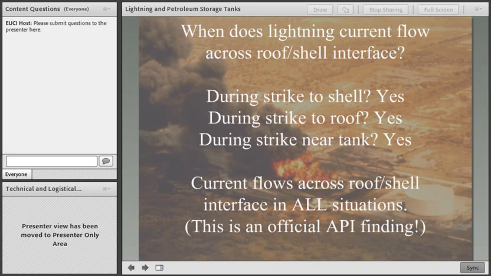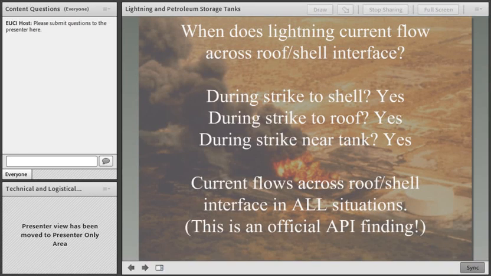So the million-dollar question is, when does lightning flow across the interface between the roof and the shell? See, where a floating roof meets the shell on a floating roof tank, there's a seal, like a rubber seal or a rubber gasket around that roof. And it's extremely difficult to make a perfect seal, especially in a structure that's so large, like a tank. So there are often vapors accumulating at this seal between the roof and the shell.